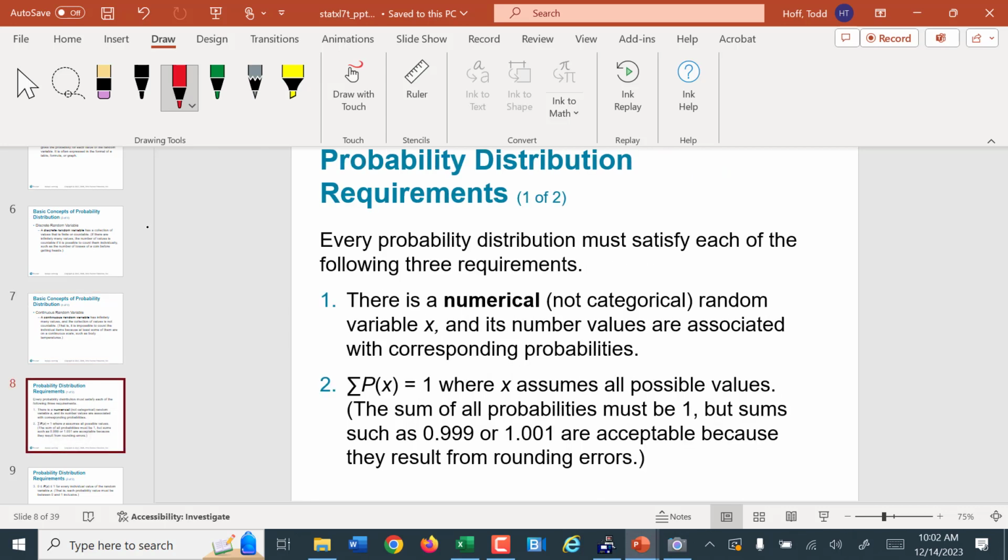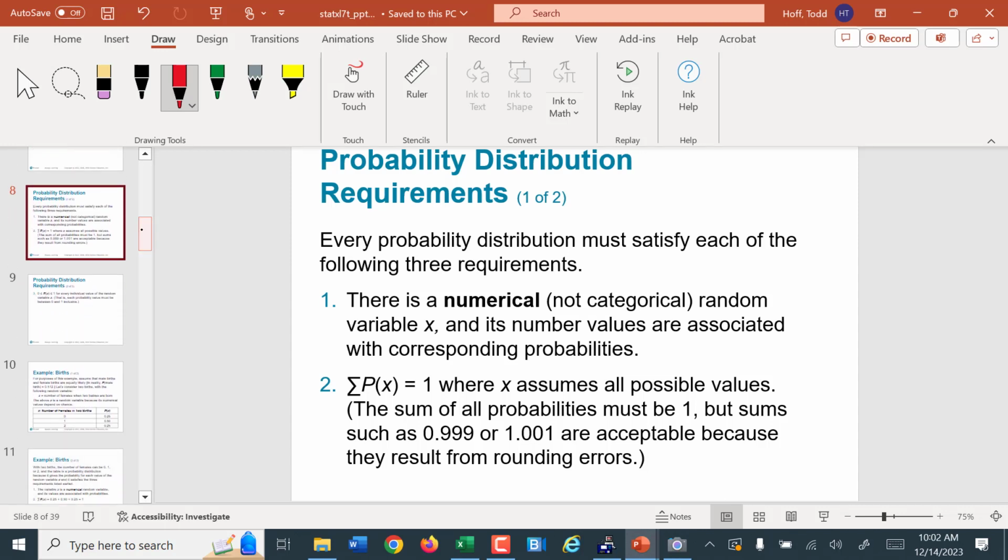So the requirements of our probability distribution that we have to make sure we meet. First of all, we're looking at numerical random variables, not categorical. Second, the sum of the probabilities has to be 1. They have to add up to 1 because 1 represents 100%, which would be the whole thing. Now in practice, because we sometimes have to round those probabilities to express them, they might round up to 0.999 or 1.001 or something close to 1, and that's okay. We know that that's just rounding errors that are causing that issue.